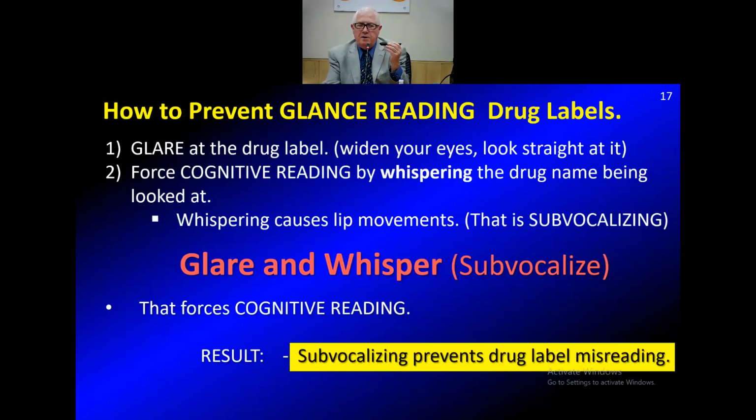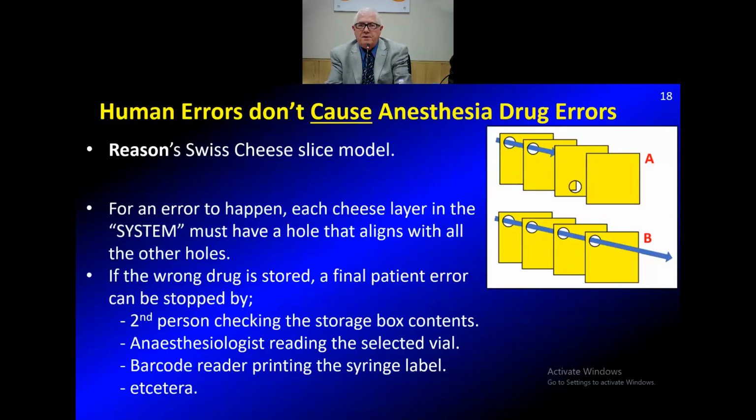And the big thing is glare and whisper. If you have a syringe in your hand, don't look at it sideways with your eyes. Look straight at it and widen your eyes. That's called glaring. And then whisper. So look at it and say, stop. Glare and whisper will make you never misread a syringe or a vial or an ampule ever in your life again. So you've got to work at that hobby, or that habit, I should say.